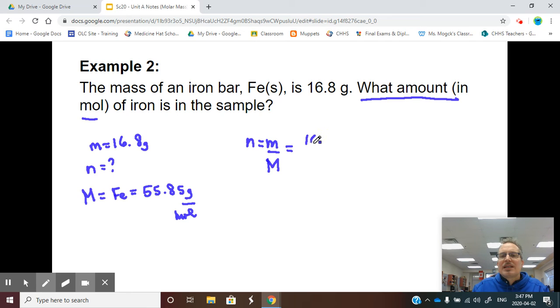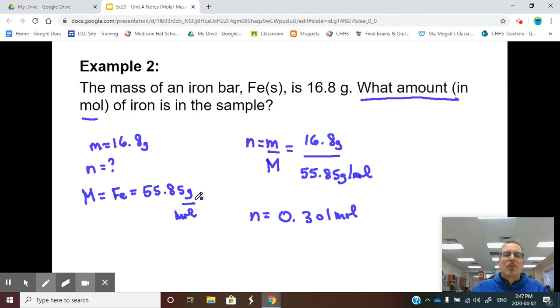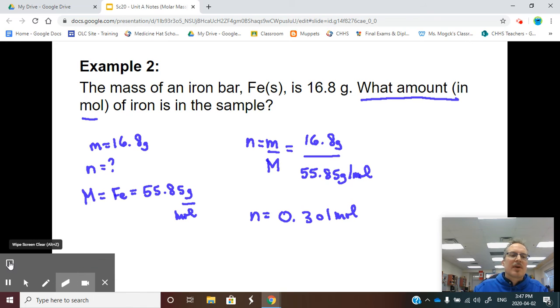You're going to substitute in 16.8 grams on top. We're going to divide by the molar mass you just looked up, 55.85 grams per mole on the bottom. And now we're going to type it into our calculator. 16.8 divided by 55.85. And my answer in 3 sig digs is going to be 0.301 moles. Again, formula, substitution, answer, 3 marks, molar mass for the 4th mark. We're going to erase this.